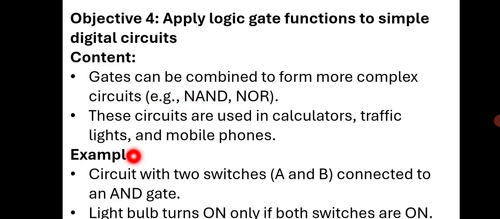For example, a circuit with two switches A and B connected to an AND gate will produce something else. A light bulb turns on only if both switches are on. All right, that's an AND gate.